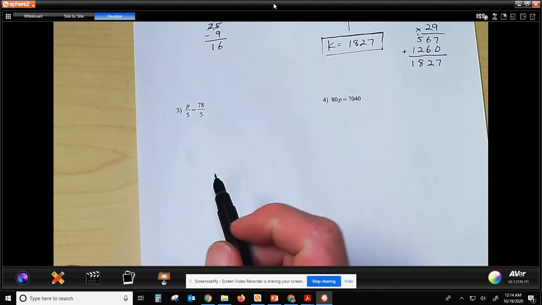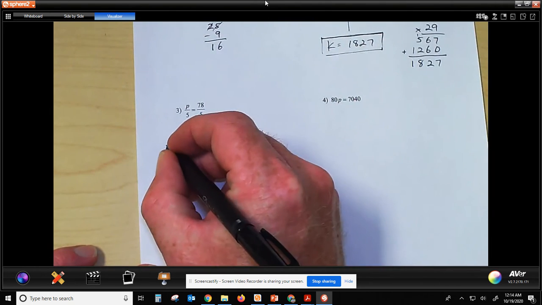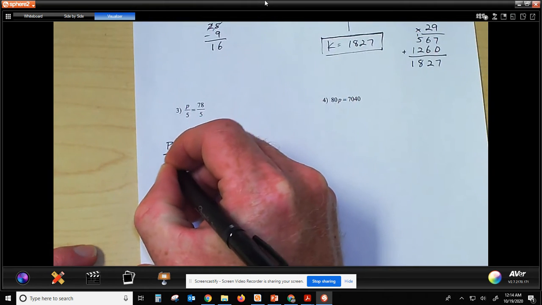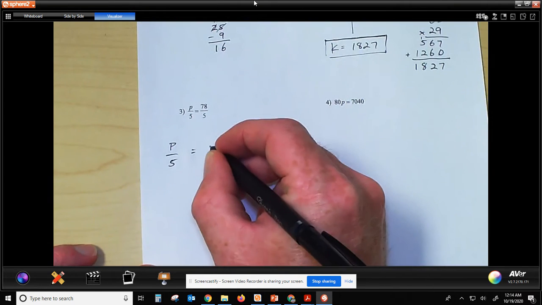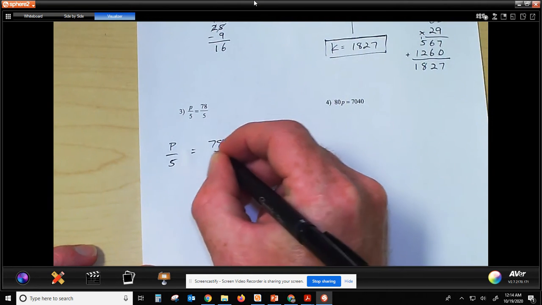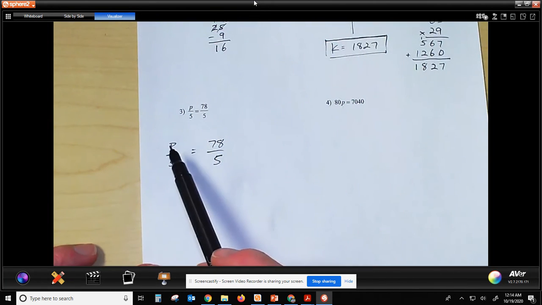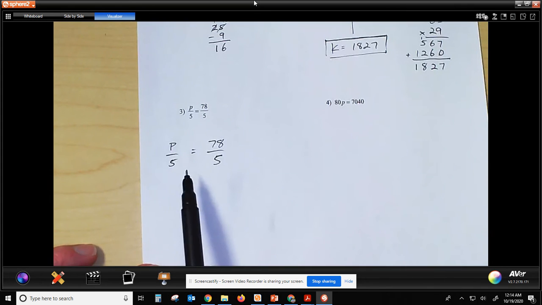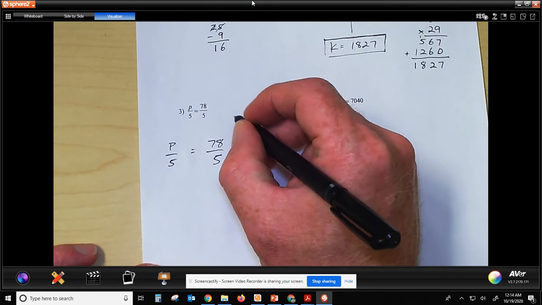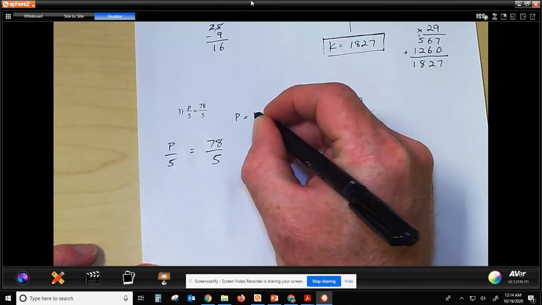Two fractions. P divided by 5 is equal to 78 divided by 5. The fraction P divided by 5 is equal to the fraction 78 divided by 5. Do you see the answer? Pause and think about it. Without doing any calculations, I can see the answer. P is equal to 78.